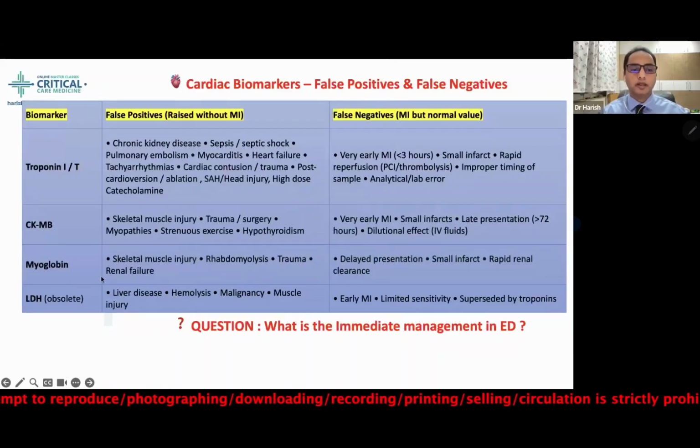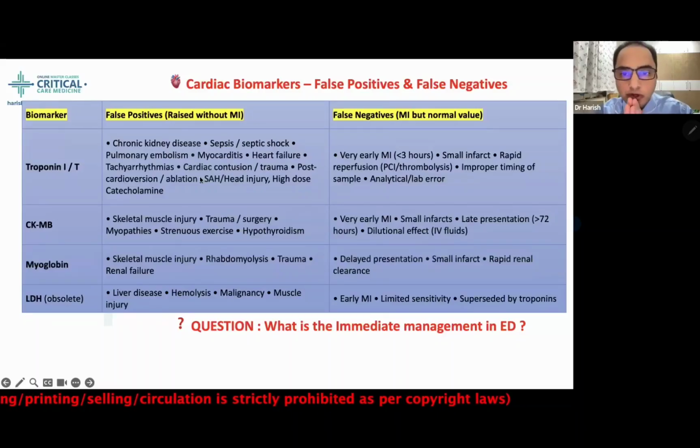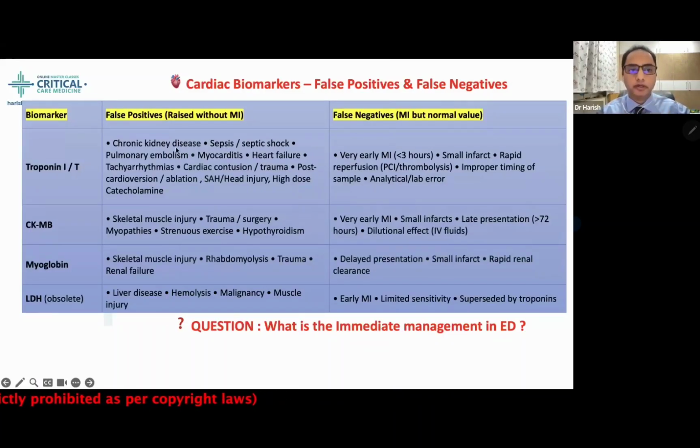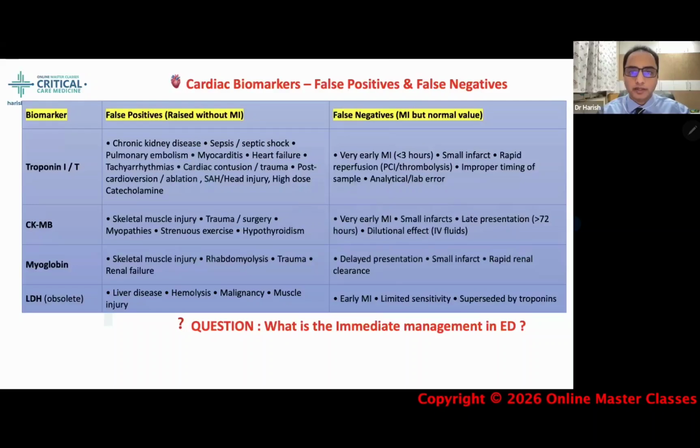One common exam question they are going to ask is, what are the false positive reasons for a rise in troponin I or T? CKD patients, sepsis, septic shock patients, pulmonary embolism, myocarditis, heart failure, tachyarrhythmia, cardiac contusion secondary to trauma, post cardioversion, post ablation therapy, subarachnoid hemorrhage, head injury, and high dose catecholamine can all cause false positive troponin. So we have cerebral troponin in a patient who has pathology in the brain.